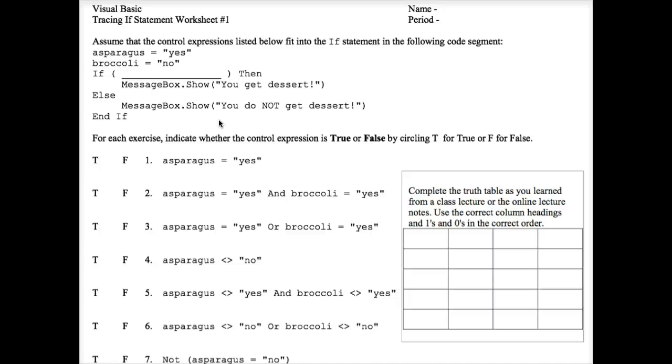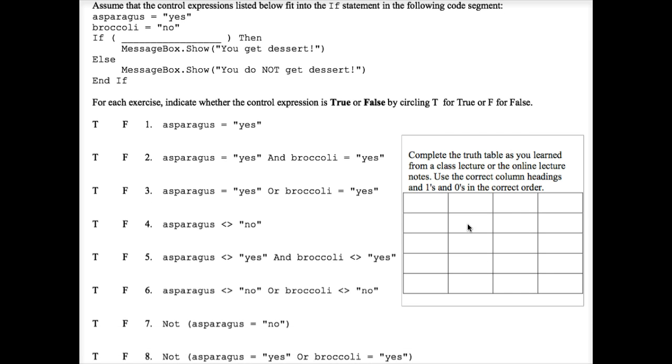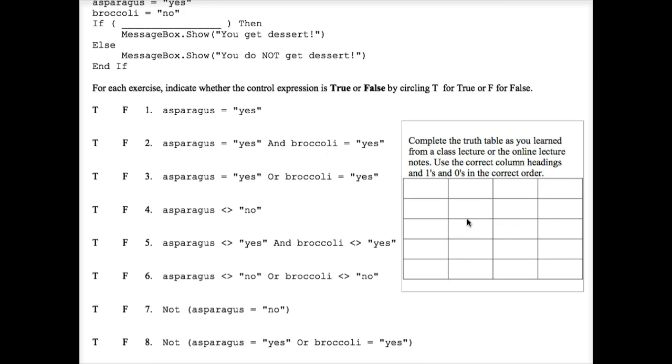Mr. Minnick here, helping my students with tracing if statements worksheet number 1, but I'm also pretty much teaching students how to evaluate if-else statements. And I'm also reviewing the truth table that's used in many classes like geometry, logic, and other courses that you might take in high school or college. So let's start with that actually.